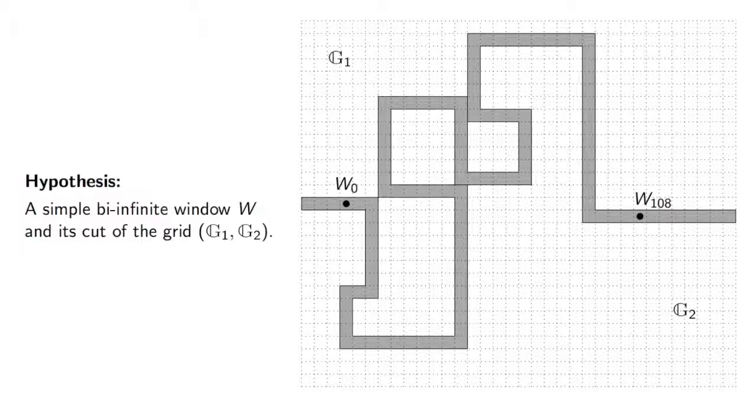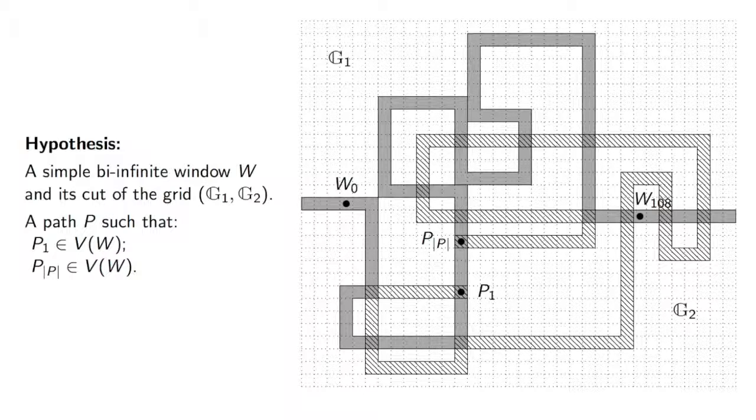In this example, the window is in gray and its direction is from the left side to the right side. Consider the cut of the grid G1 and G2 associated to W. We remind that the graph G1 is the left side of the window and that the graph G2 is the right side of the window.